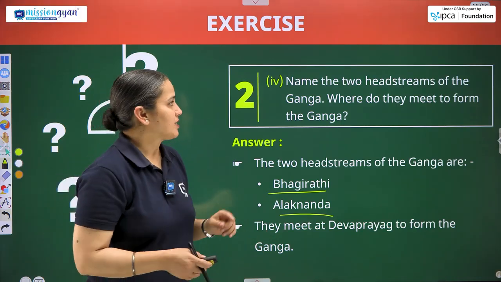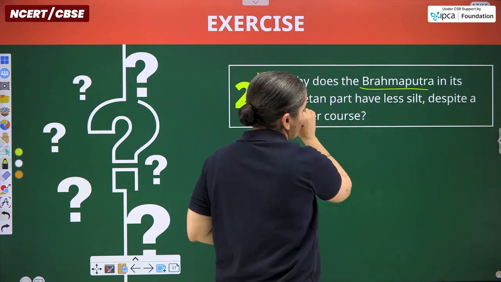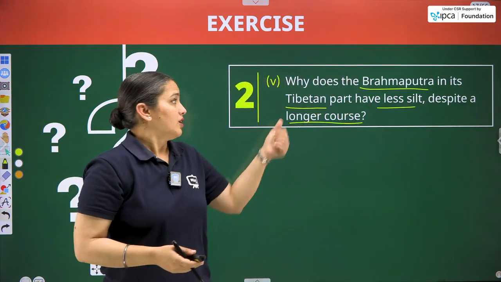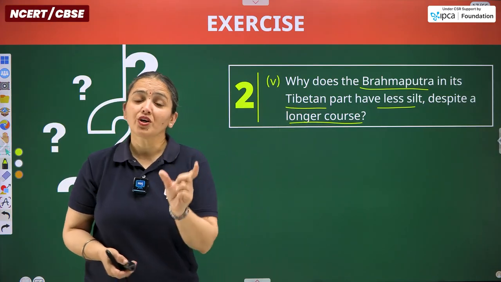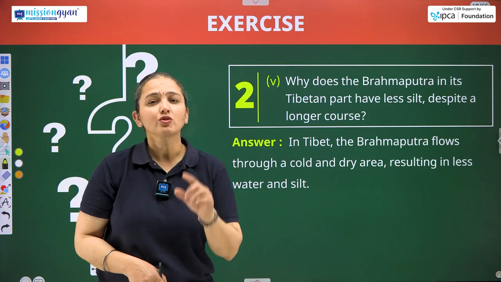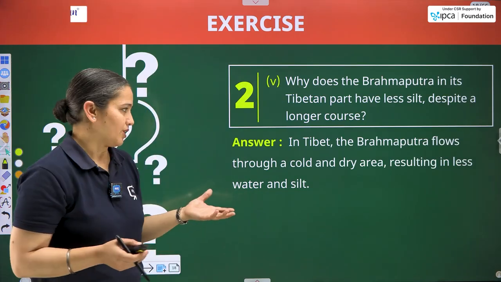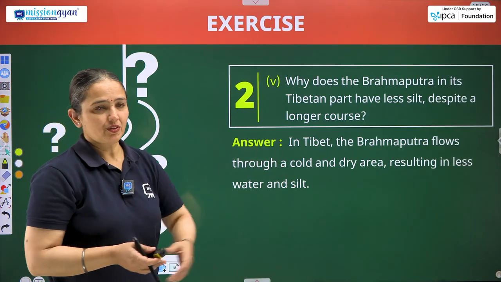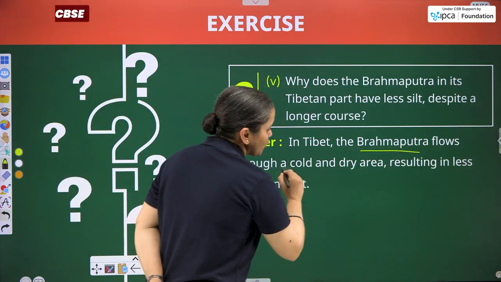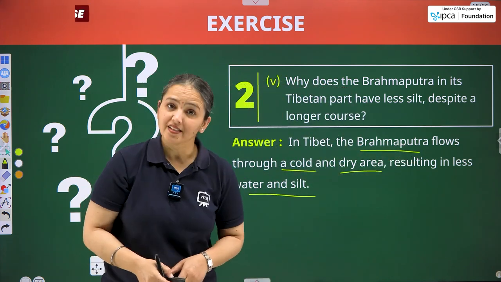Ganga river. Next question is, why does the Brahmaputra in its Tibetan part have less silt despite a longer course? Consider this word Tibetan. We are talking about the region Tibet, and Tibet is a cold and dry region. So this is the particular cause of not having more silt in the Brahmaputra river's water. So in Tibet, the Brahmaputra flows through a cold and dry area, resulting in less water and silt.